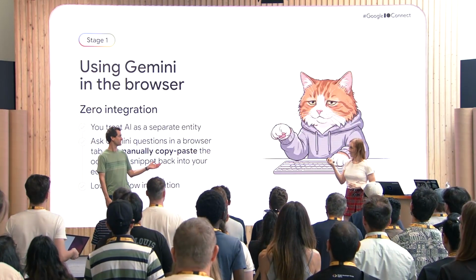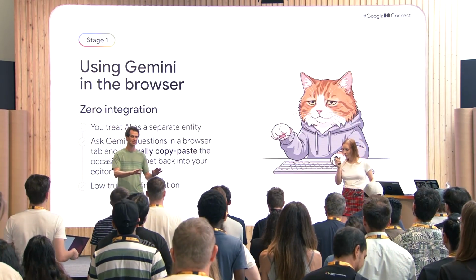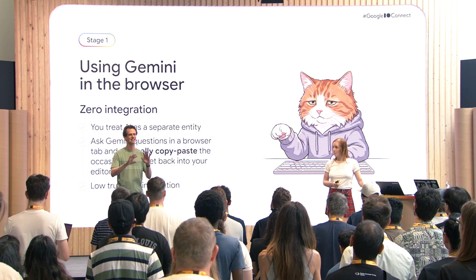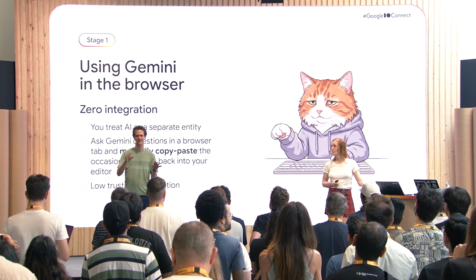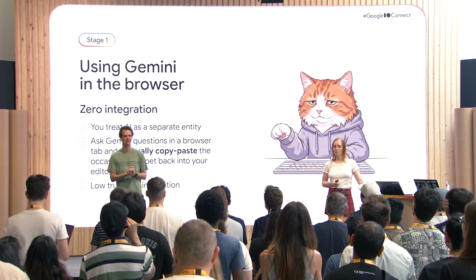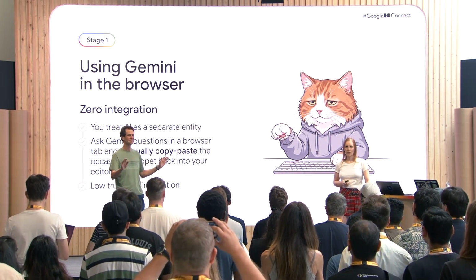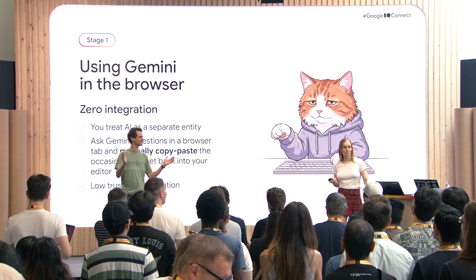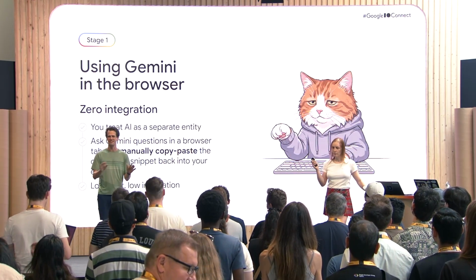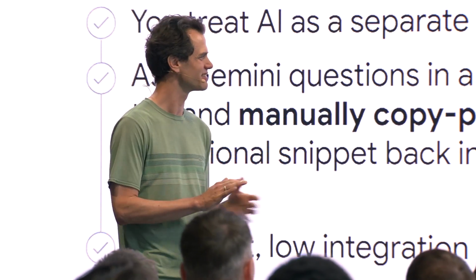Stage 1. You use Gemini or any other AI chatbot. I'm not judging. You use Gemini in the browser, and you copy and paste, you ask questions, you copy and paste code snippets into your editor. Who has done that once? Everyone? Okay, that's great. So everyone stays standing. Everyone is stage 1. Good start.